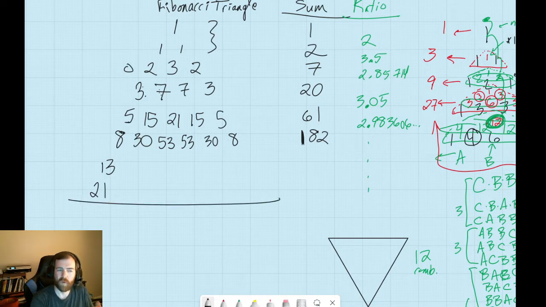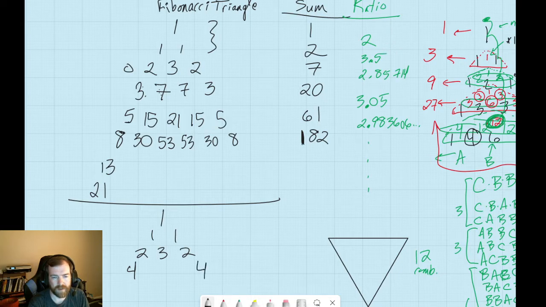Okay, what if you add 3 terms? So 1, 1, 1, 2, 3, 2 stays the same. But now on the next row, we're adding all 3 of the upper rows to it. So this is going to be 2, 1, 1. It is going to be 4 on either side, on the flanks there. And then here, we're taking this triangle again.